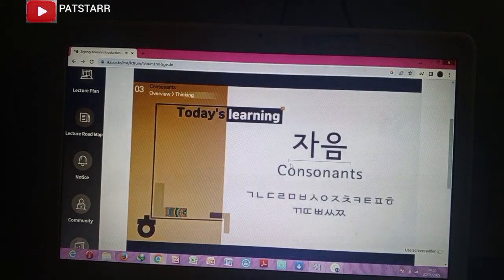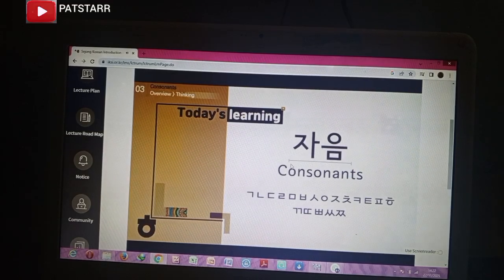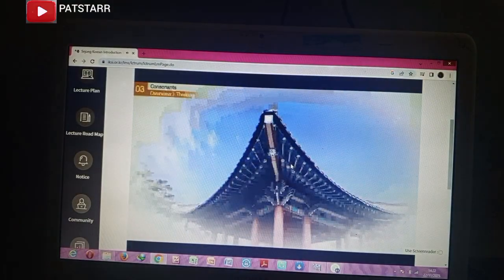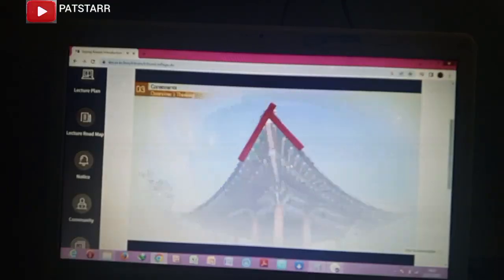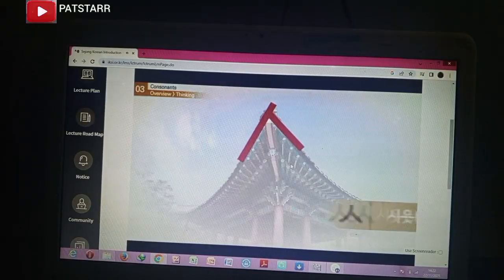Everyone. Today we will be studying the Hangul consonants. This is a traditional Korean style building. What characters do you see in the picture? Can you pick out any particular shapes? See the roof? That is the same shape as the shiot character.